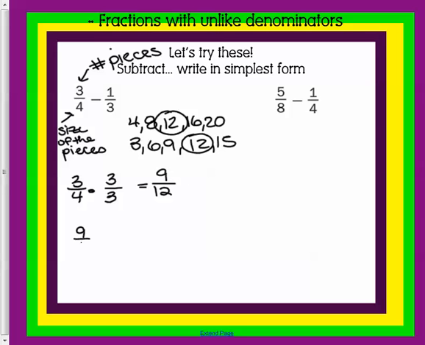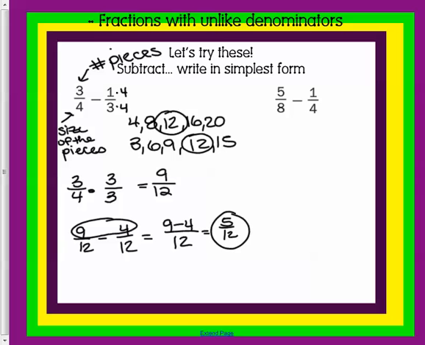So now we have 9/12 minus, so now let's work with the 1/3. What times 3 gives us 12? So 3 times 4 gives us 12, so 1 times 4 gives us 4, and we're left with 9 minus 4, 12ths. So how many 12ths do I have? I have 5/12 as my answer.